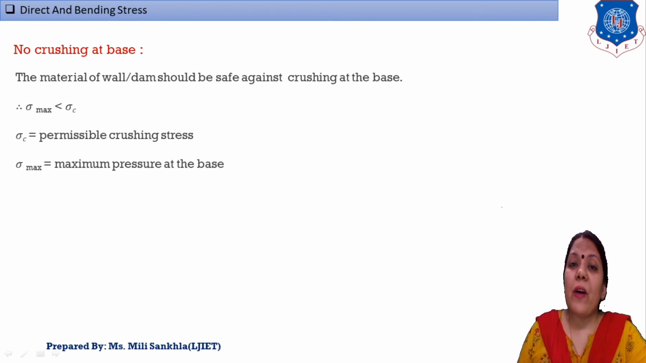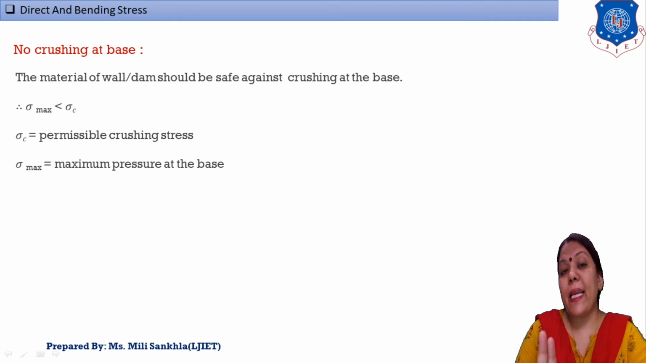If our maximum stress value is less than crushing stress, dam is safe against crushing, and if our crushing value is greater than maximum stress, again our dam is safe against this crushing stress. Okay, sigma C is equal to permissible crushing stress, and sigma max that we find out is the maximum stress for base. Okay, here we discuss four stability checks. First is our no tension, second is our no overturning, third is our no sliding, and fourth one is our no crushing at the base.